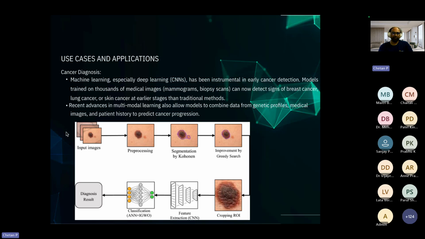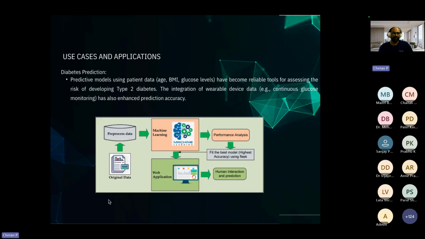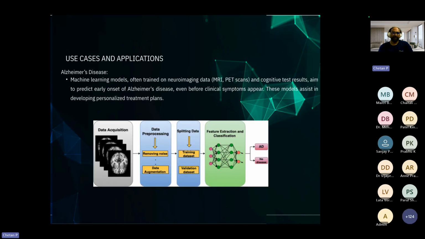Cancer diagnosis you can do via a CNN, where you have an input image, then you do pre-processing, or if images are few, then you can do data augmentation, and you can identify the percentage of cancer or not. Diabetes prediction again is a machine learning problem where most of the data are numerical features like age, BMI, glucose levels, and based on that you can identify diabetes types.